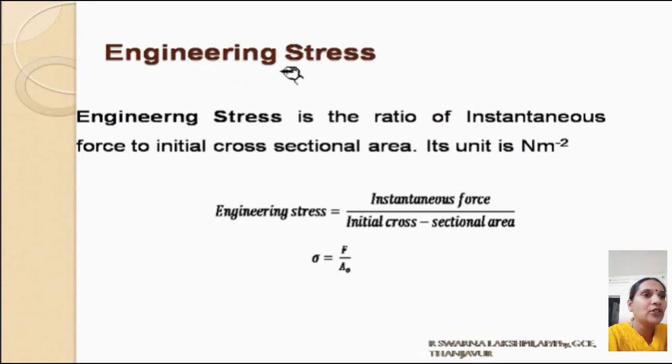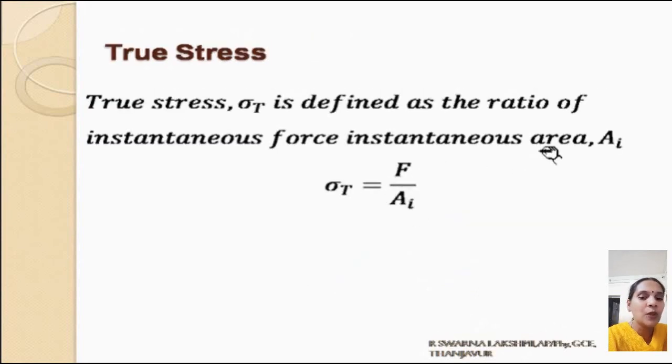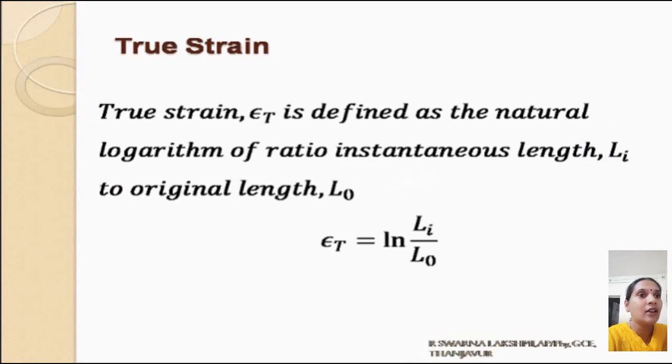Next, what is engineering stress? Engineering stress is the instantaneous force divided by the initial cross-sectional area, that is F by A naught. And engineering strain is the change in length by the original length L naught, that is L by L naught minus 1, or delta L by L naught. Whereas true stress is the ratio of instantaneous force to instantaneous area. Note that as the specimen is elongated, its area decreases because the entire volume of the material should remain a constant. True strain is the natural logarithm of the ratio of instantaneous length to original length, that is ln of Li by L naught.